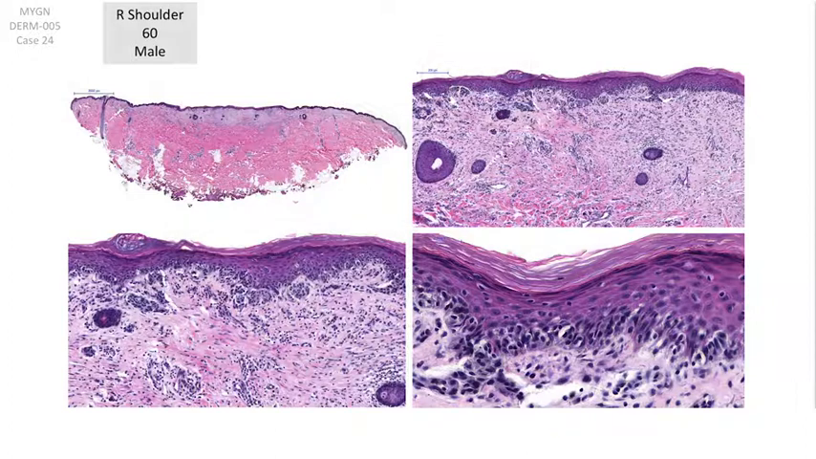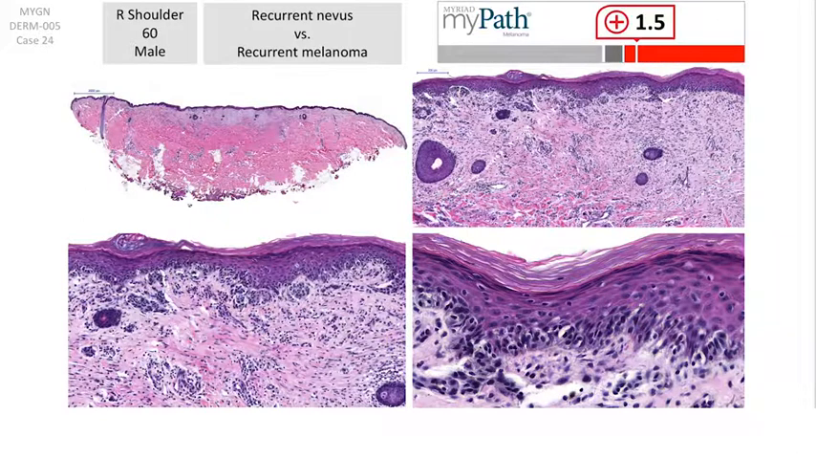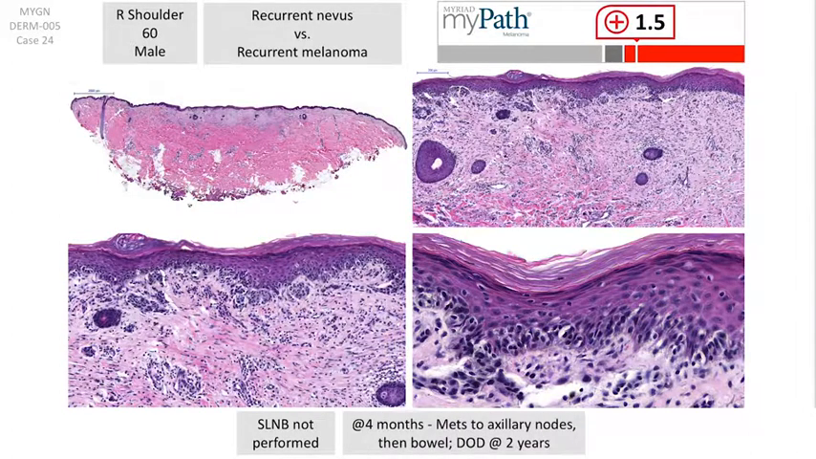This lesion from the right shoulder of a 60-year-old male was examined by 7 experienced dermatopathologists and favored to be a recurrent nevus by 2, a recurrent or sclerosing melanoma by 1, and was classified as indeterminate by the remaining 4. The myPath score was malignant, a score of +1.5. 4 months after this biopsy, the patient developed melanoma within multiple axillary lymph nodes. Disseminated melanoma involving the small bowel and colon arose shortly thereafter, and the patient succumbed to disease within 2 years.